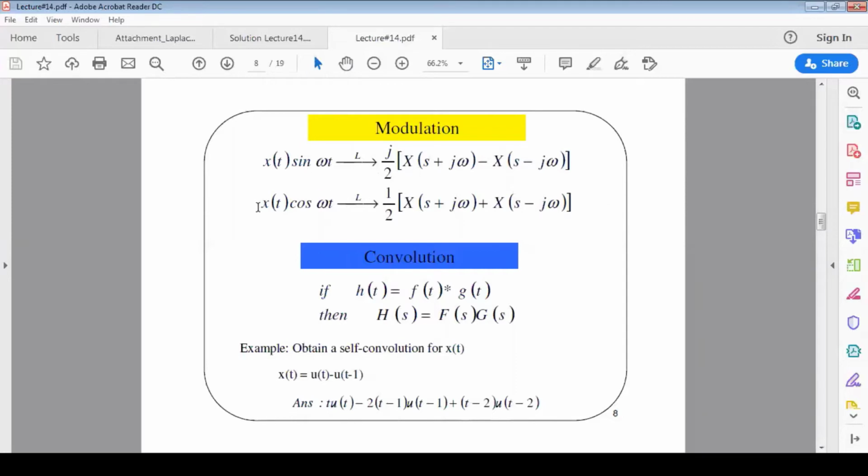And if we have modulation, x(t) multiplied with cosine omega t, the Laplace transform can be written to look like this. Modulation means that it's a multiplication of the time domain function x(t) with either sine omega t or cosine omega t.